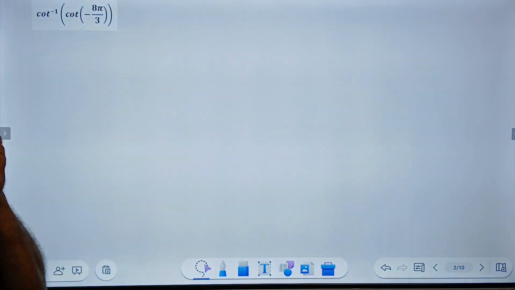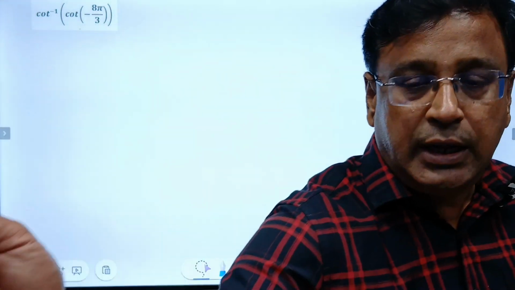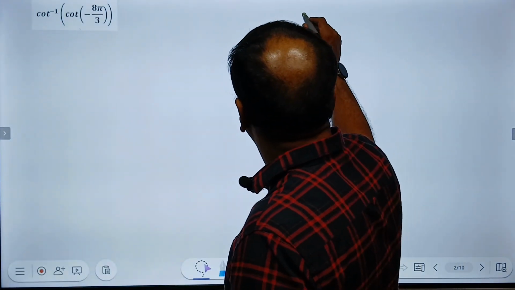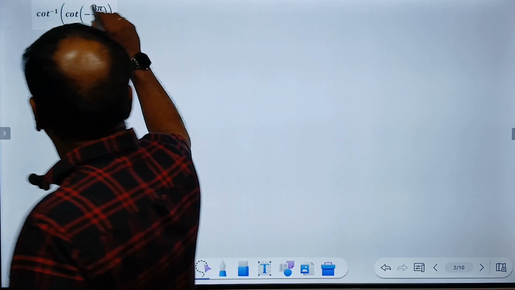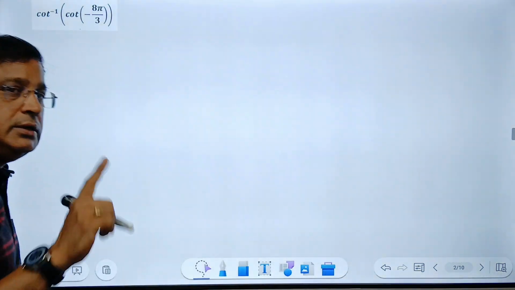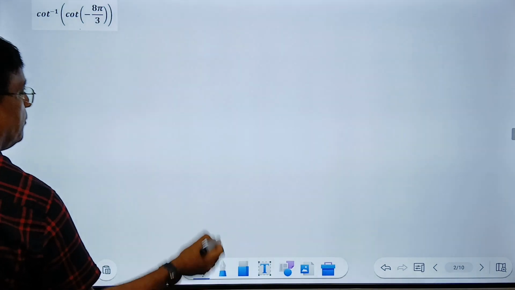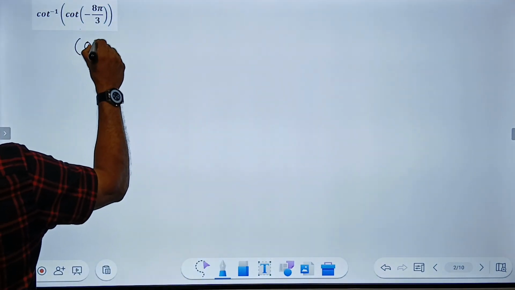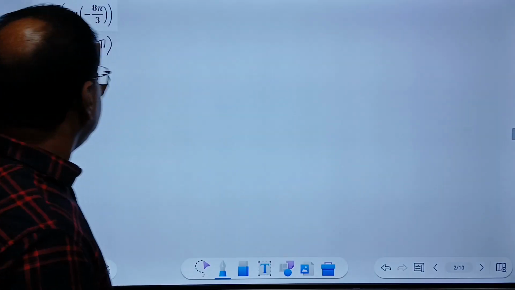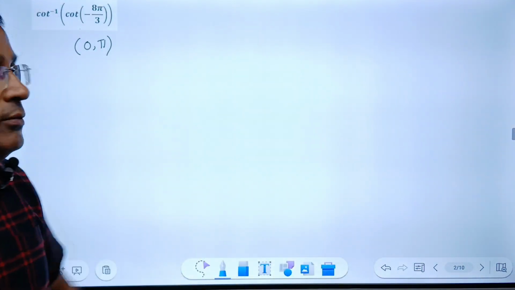Now this is the first question. This is cot inverse of cot minus 8 pi by 3. In the previous video, for these types of problems, the first thing that should come to your mind is: what is the principal range of cot inverse? It is 0 to pi. Principal range of cot inverse is 0 to pi. So now I will check whether minus 8 pi by 3 lies there or not. Obviously no, because it's negative.